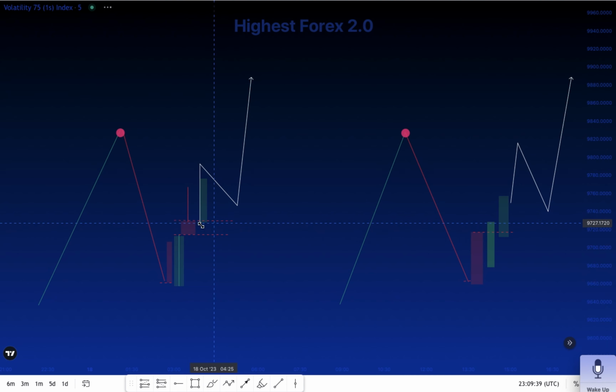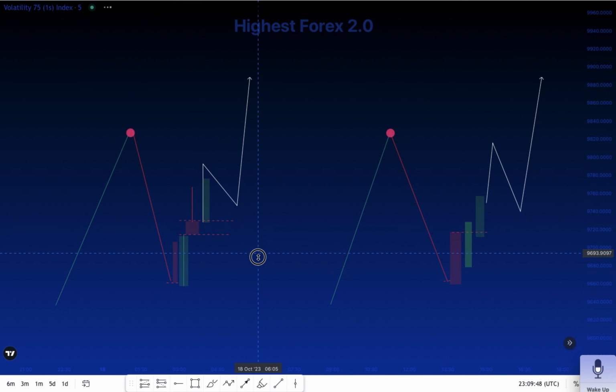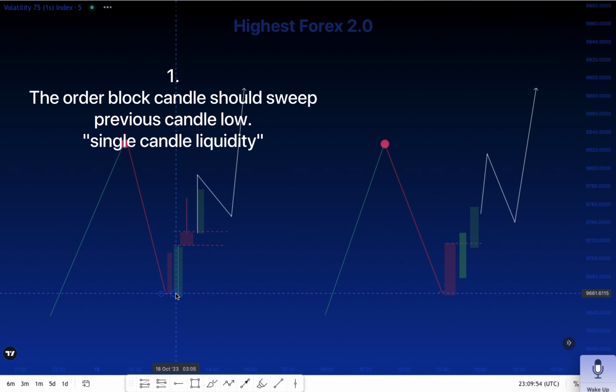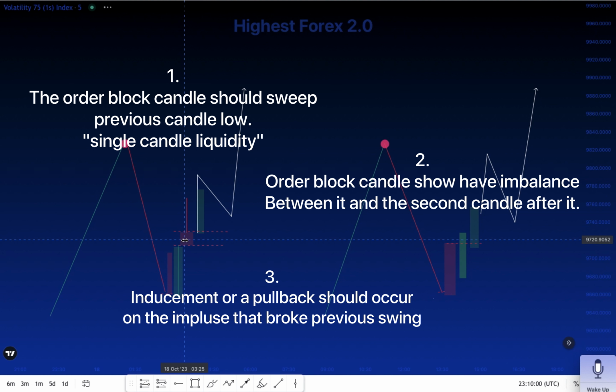Mind you, the pullback should not also mitigate it. If anything comes in contact with the order block candle apart from the first candle after it, then it is going to be invalid. All right, so criteria number one, let's go over it again. Criteria number one is it should take the previous candle low. Criteria number two is that it should have an imbalance. Then criteria number three is that before the break of structure, we should have pullbacks, which we call inducement. Like I said, I'm going to talk about inducement in another video for us to understand better.